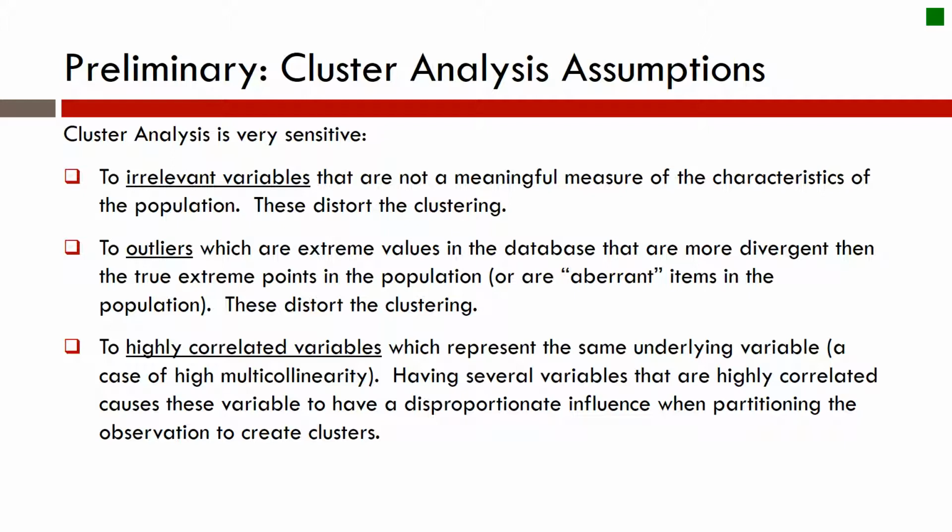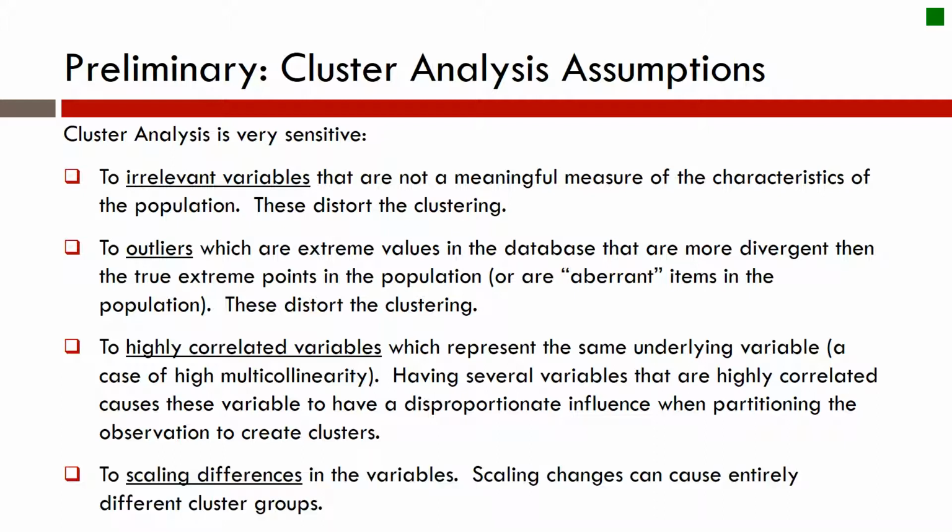Highly correlated variables, or variables that are too highly correlated, could be a concern. So like our other multivariate techniques, highly correlated variables or multicollinearity could disproportionately affect the groupings that we have, the partitioning of the observations. And then finally, scale differences. So again, one of the things that we'll look at and just mention quickly is that we'll want to standardize our data.